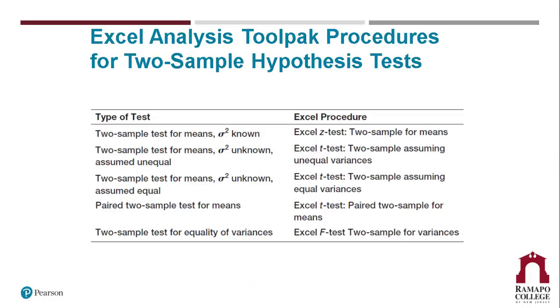Excel also has functions that can calculate the test statistic for hypothesis tests that have two or more samples. On this page, I have listed the 5 two-sample hypothesis test functions. We have a function for when the variance is known, a function for when the variance is unknown but equal, a function for when the variance is unknown and unequal, a formula for a paired two-sample test for means, and a formula for the equality of variances.